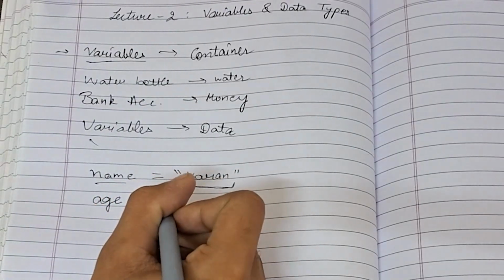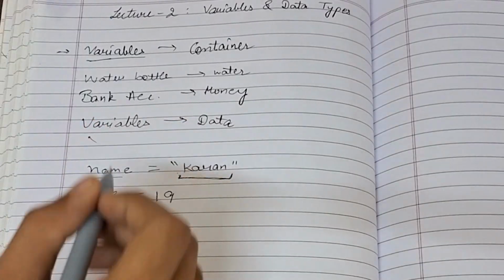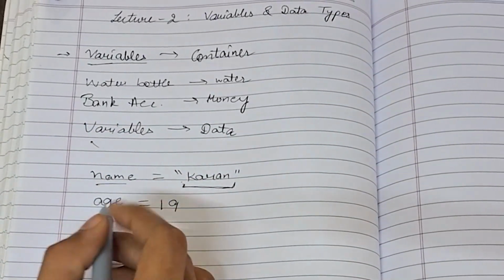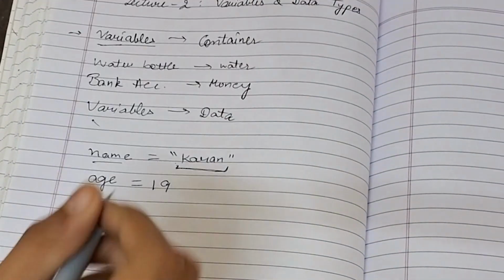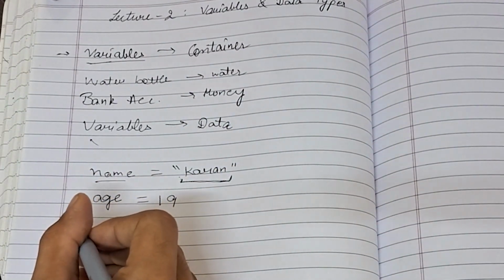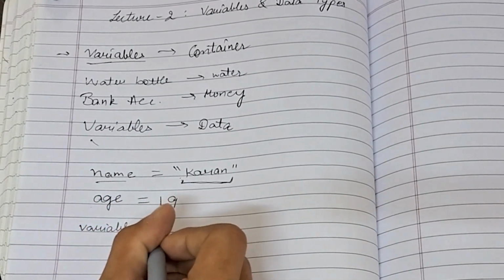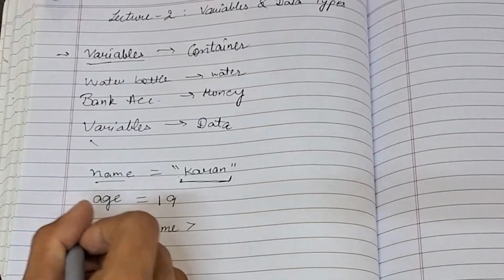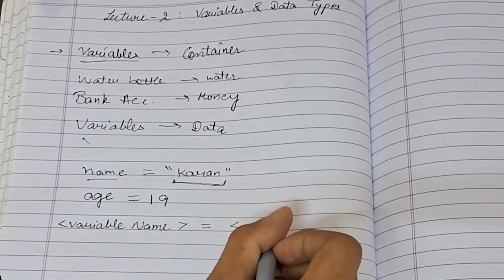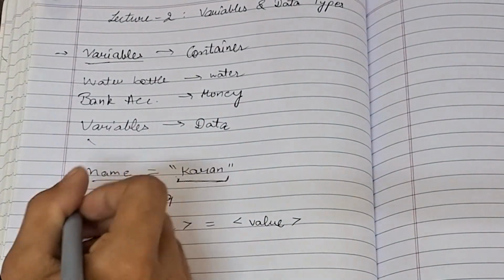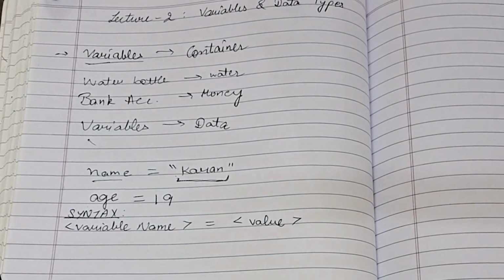We have another variable, let's say age. So we are assigning a number to age. What is the syntax of it? Firstly, we write the name of the variable, then equals to, and here we write the value. So this is the basic syntax of writing a variable and assigning a value to it.